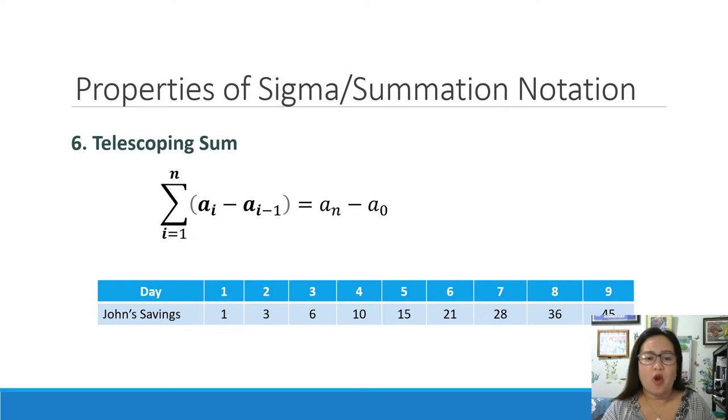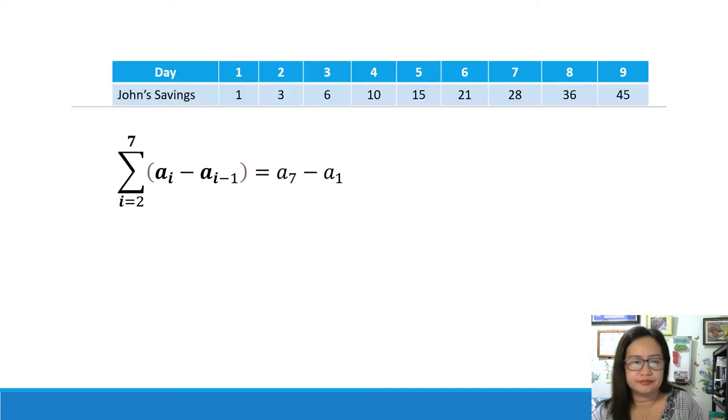The last property of sigma notation is the telescoping sum. So in symbols, we will have the summation of a sub I minus a sub I minus 1, where I starts from 1 up to n. We can get the sum by just getting the difference of a sub n and a sub 0. Now let's have an example to have a clear picture.